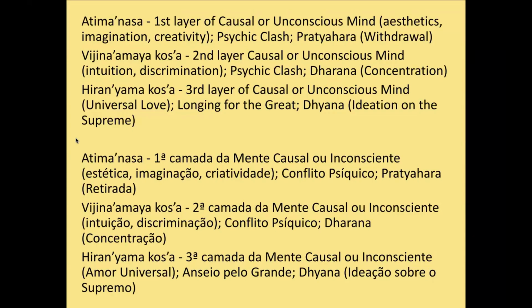The Hiranamaya kosha, the third layer of the causal mind or unconscious mind, expresses universal love, a longing for the great. The practice for developing the Hiranamaya kosha is dhyan, or ideation on supreme consciousness.